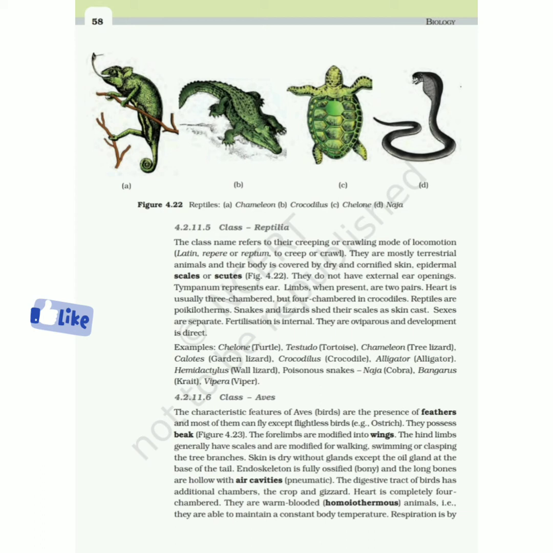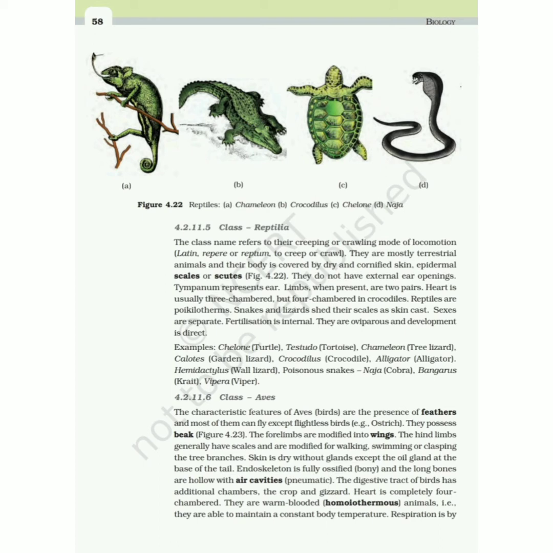4.2.11.5 Class Reptilia. The class name refers to their creeping or crawling mode of locomotion, Latin repere or reptum, to creep or crawl. They are mostly terrestrial animals and their body is covered by dry and cornified skin, epidermal scales or scutes, figure 4.22. They do not have external ear openings. Tympanum represents ear. Limbs, when present, are two pairs. Heart is usually three-chambered but four-chambered in crocodiles. Reptiles are poikilotherms. Snakes and lizards shed their scales as skin cast.